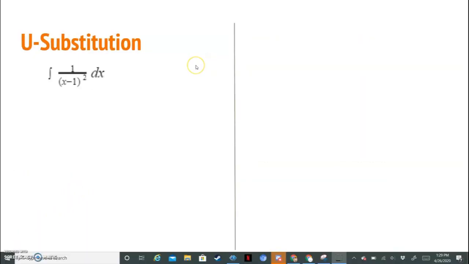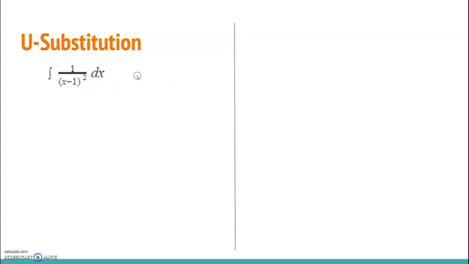U substitution is fairly simple, and it is essentially just locating a problem area within an integral and replacing it with a u to make it easier to integrate. In this case, we're going to let u equal x minus 1 and take the derivative of x minus 1 so that du is equal to dx. After doing this, we get the integral of 1 over u squared du, and then we can use the reverse power rule for this to get negative 1 over u plus c. But then we still need to change the u back to the x minus 1, so we get negative 1 over x minus 1 plus c.